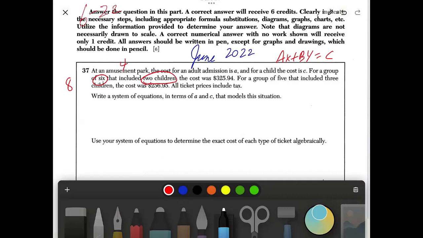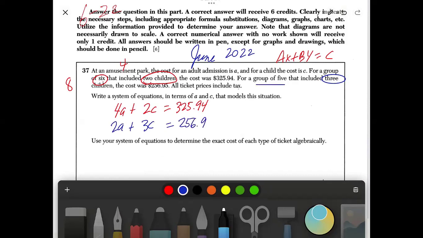So if it says we had a group of six and two of them were children, that means that four were adults. So our equation is going to be 4A plus 2C equals $325.94. And then the second equation is going to be, we had a group of five and it had three children. So that means there were two adults and three children, and it cost them $256.95. This would be 2 points.